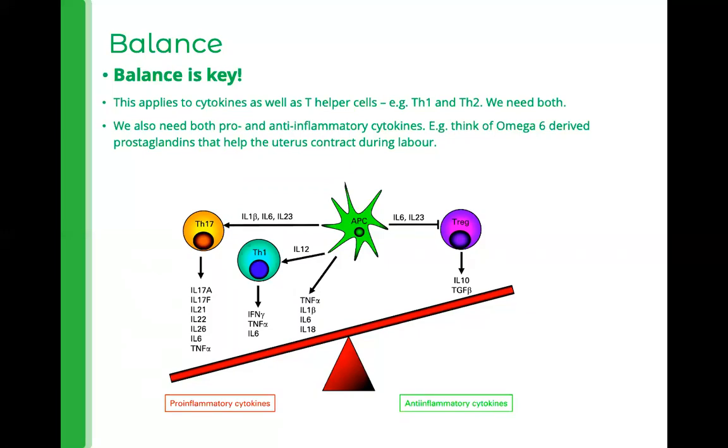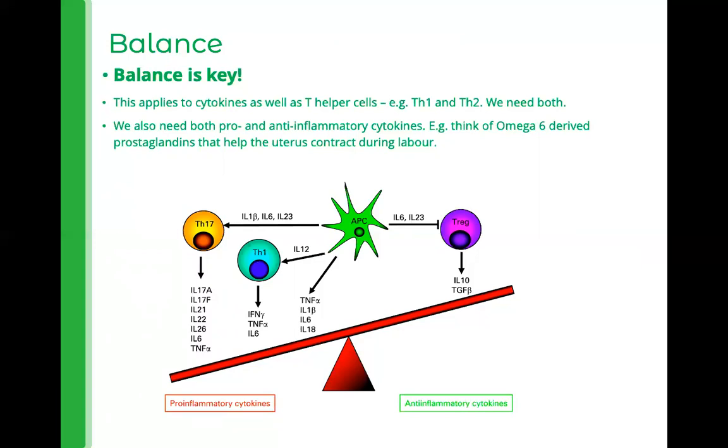And always think back to your basic biochemistry of the body. The body wants to remain in homeostasis. It wants to remain in balance. So it is like that for hormones. It's like that for the pH of the blood, for the nutrients in the blood, but it's also like that for the immune system, for your T helper cells, for your cytokines. The body wants to be in balance.